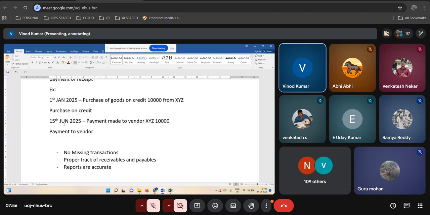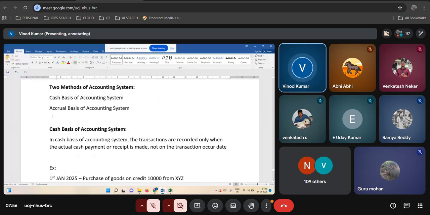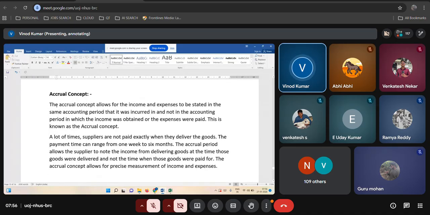I will explain this entire concept in the coming sessions, guys. It will take 2 days to understand the complete history of how accruals work. For now, let's understand the definition. It is very, very important, guys. The accrual accounting concept allows income and expenses to be stated in the accounting period in which they were incurred, not necessarily when the income was obtained or expenses were paid. This is called the accrual concept.